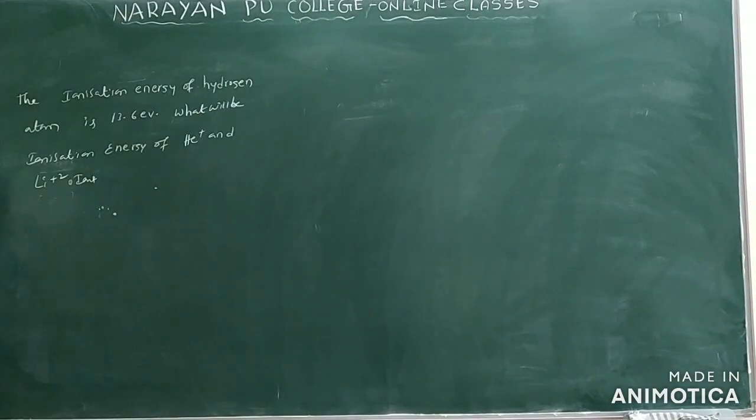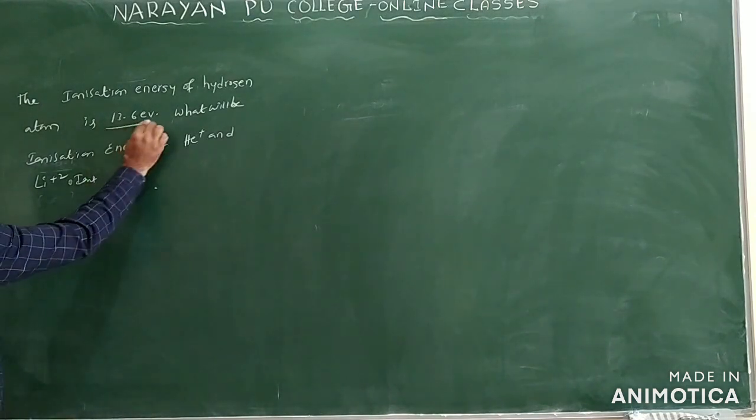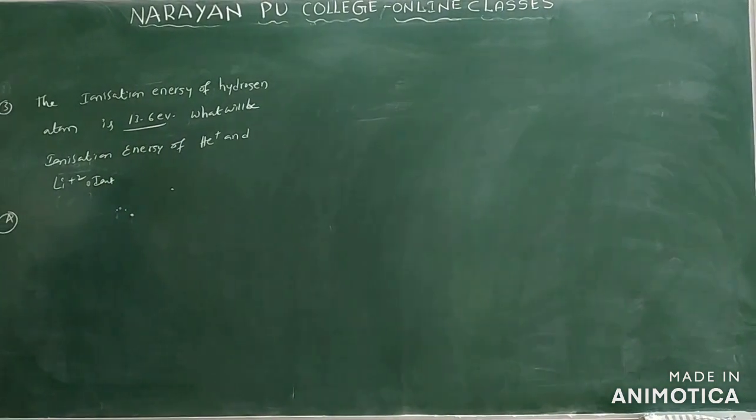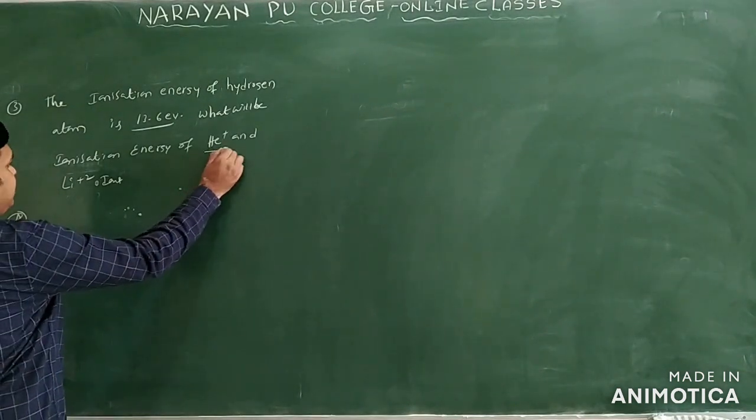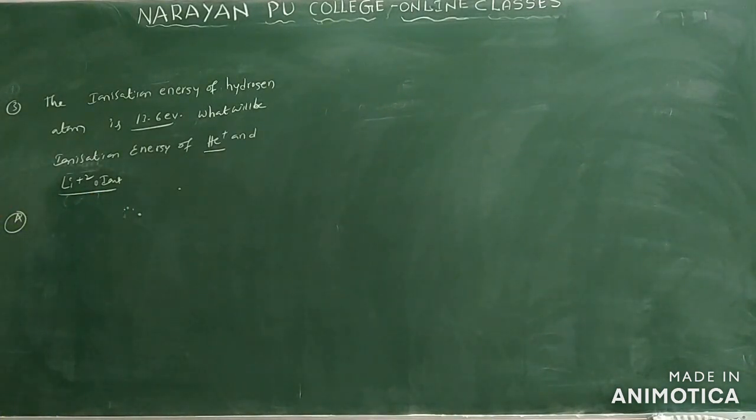The next question: the ionization energy of hydrogen atom is 13.6 electron volts. What will be the ionization energies of He plus and Li plus 2 ions only?